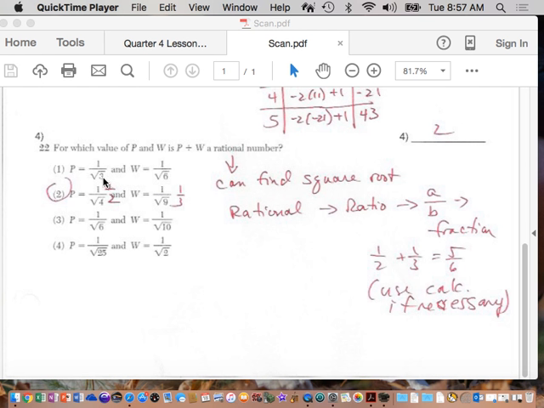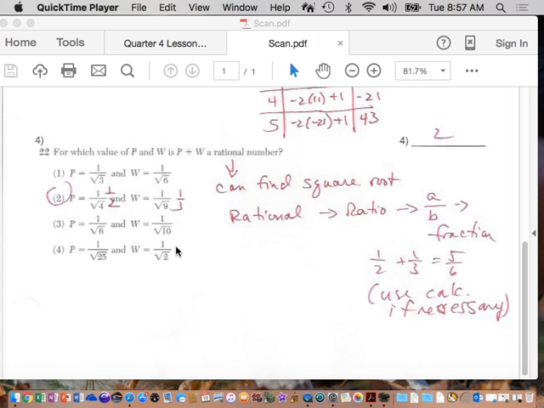Anybody here know the square root of 3 off the top of their head? No, can't figure it out. Let's go down to this. Square root of 6, square root of 10, square root of 2. Square root of 25 works, but square root of 2 doesn't. So this is going to be irrational.